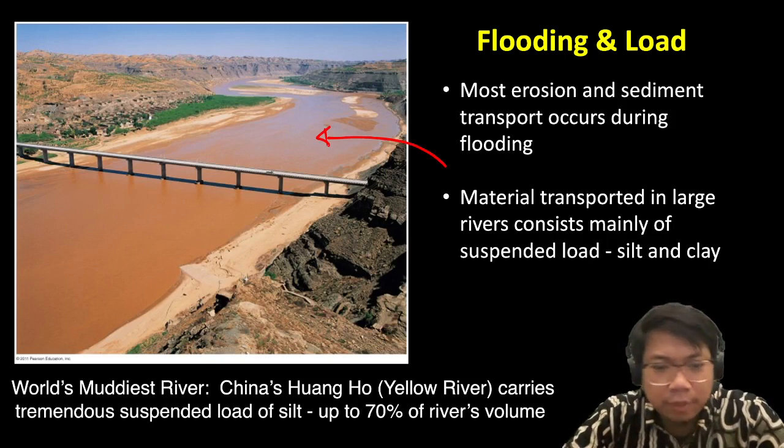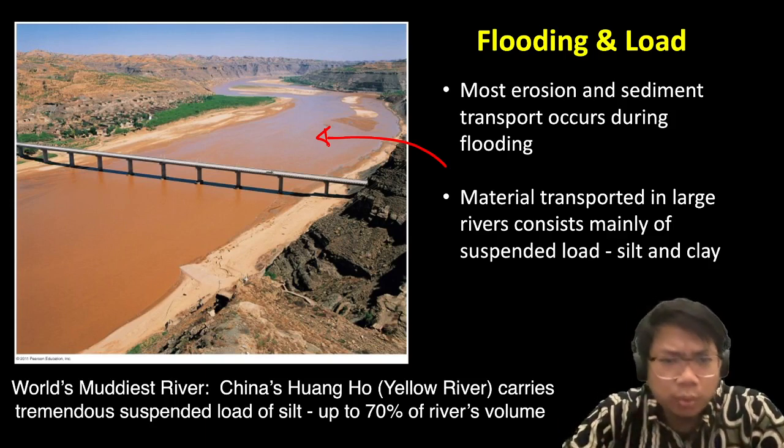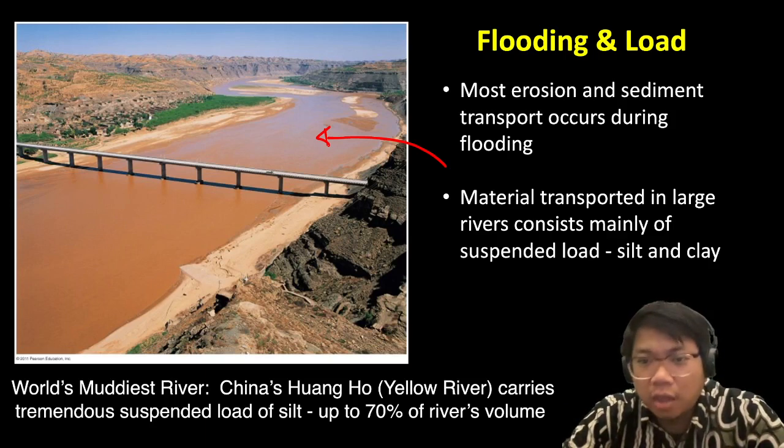And here is the picture of the Yellow River in China that carries a tremendous amount of suspended load, such as silt, that takes up to 70% of the river's volume.